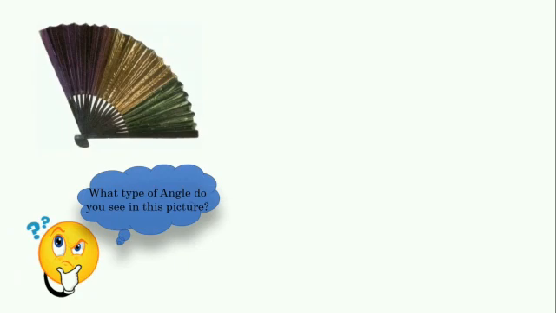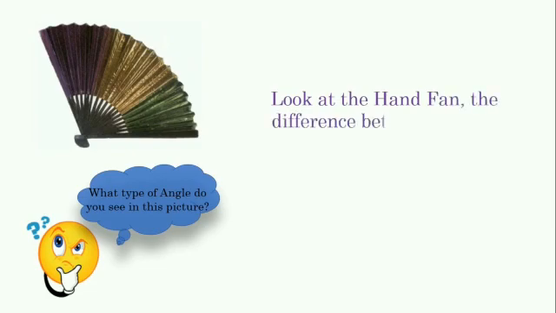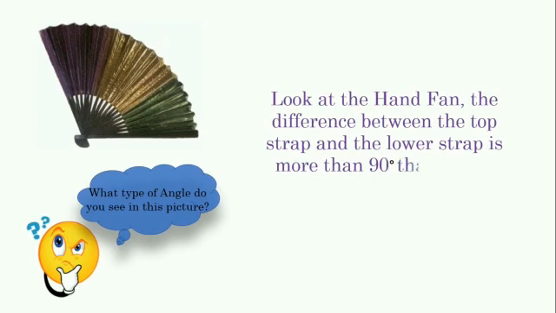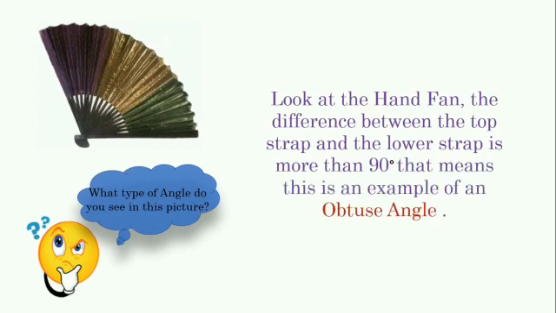What type of angle do you see in this picture? Look at the hand fan. The difference between the top strap and the lower strap is more than 90 degree. That means this is an example of an obtuse angle. Get to know your compass box.